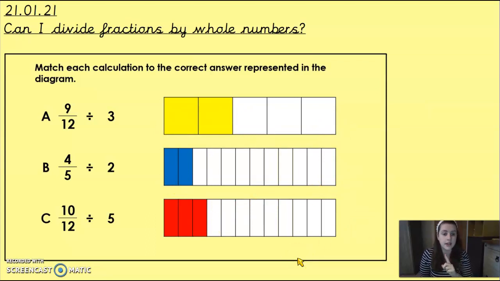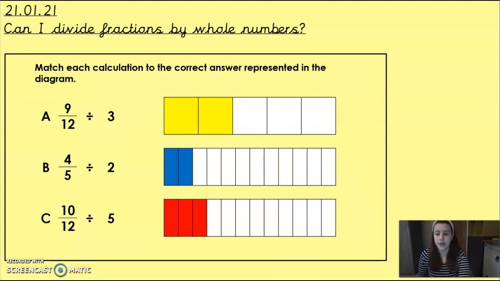So remember the strategy from yesterday. You times the denominator by the whole number, you keep the numerator the same. So pause the video and have a go at working that out.